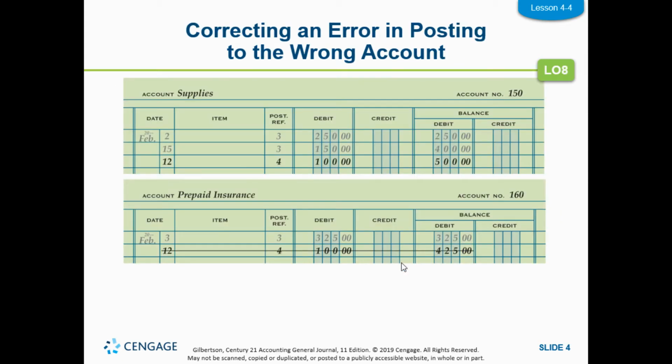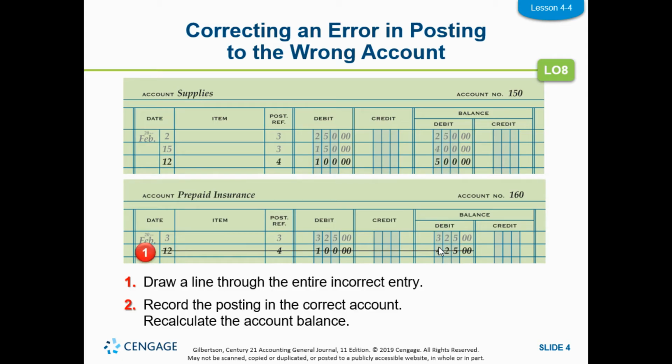Okay. Correcting an error in posting to the wrong account. Here we have supplies. Now, wait a second. Hold on here. Okay, so here we had the right journal entry. We just posted it, and when we posted it, we put it in the wrong place. Draw a line through the entire incorrect entry. So in this case, we're not going to go back and create a journal entry, because we had the correct journal entry. We just didn't post it correctly. We found out, oh, shoot, we messed up. Draw a line through the entire incorrect entry. Record the posting in the correct account.